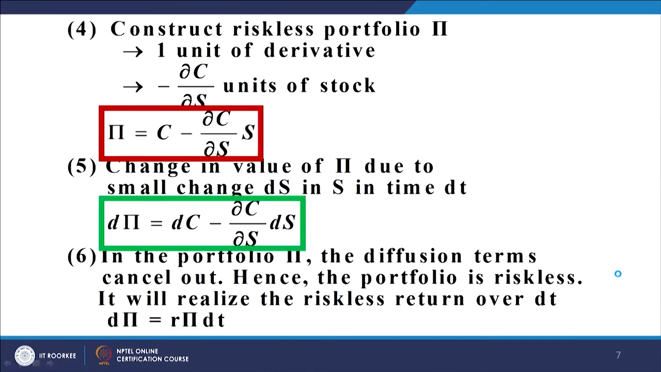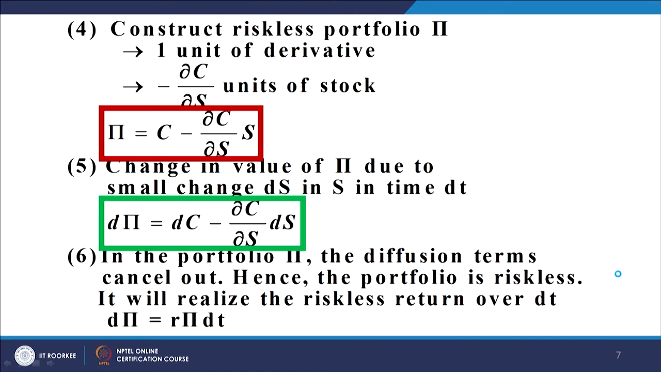What we do is we construct a portfolio capital pi which consists of one unit of the derivative C. We have symbolically represented the derivative by C. So, the portfolio that we have constructed consists of one unit of the derivative and minus dc by ds units of the stock. So, the value of the portfolio becomes C minus dc by ds into s, where s is the instantaneous stock price and C is the instantaneous price of the derivative, and dc by ds is the number of units of the stock incorporated in the portfolio pi. So, pi is equal to C minus dc by ds into s.